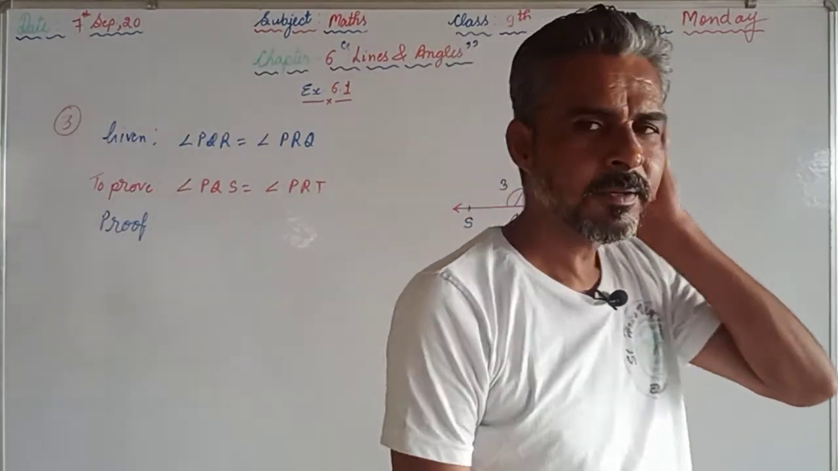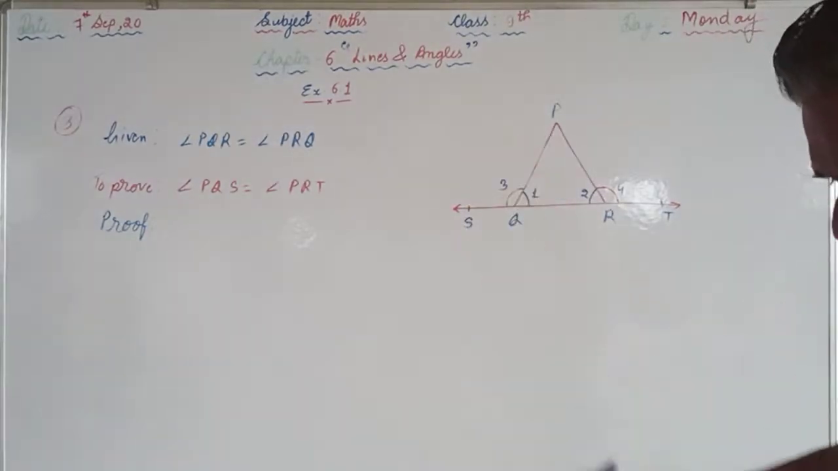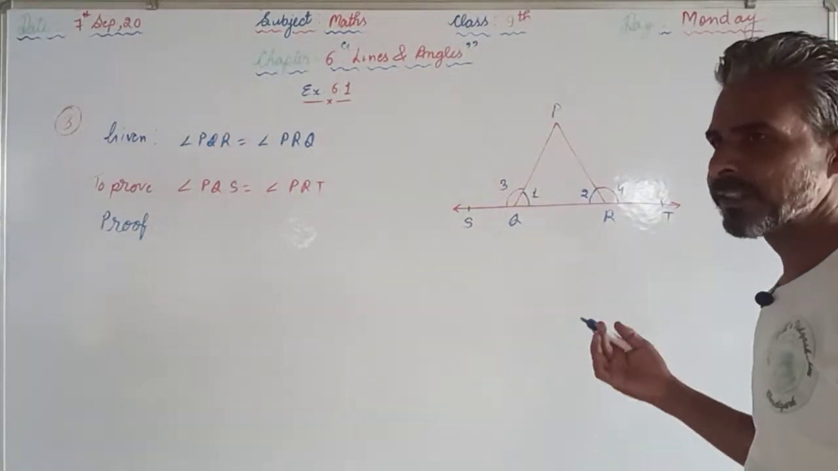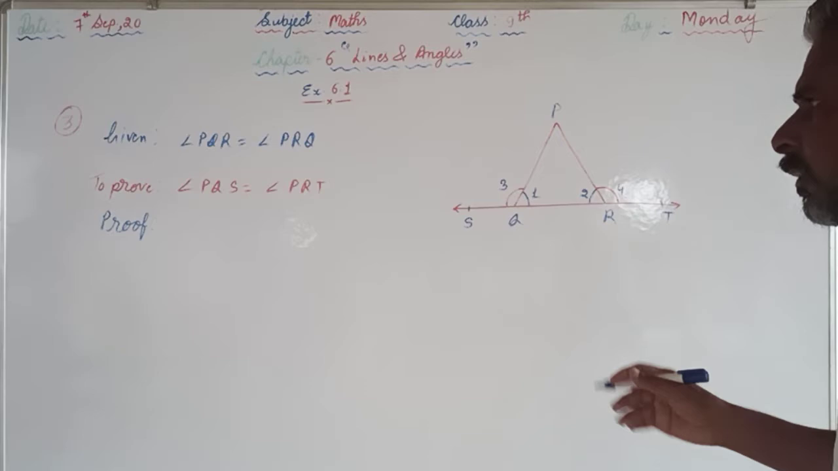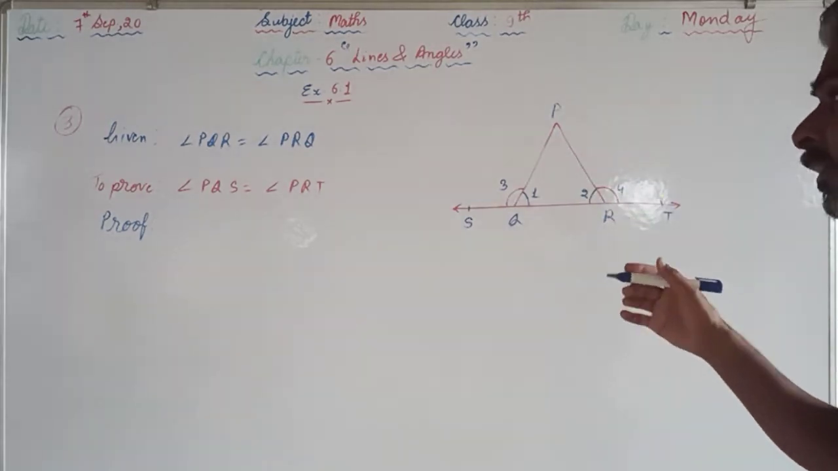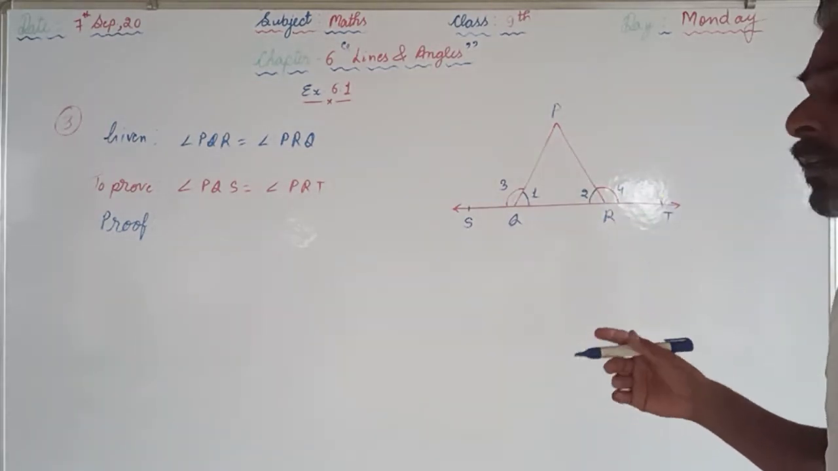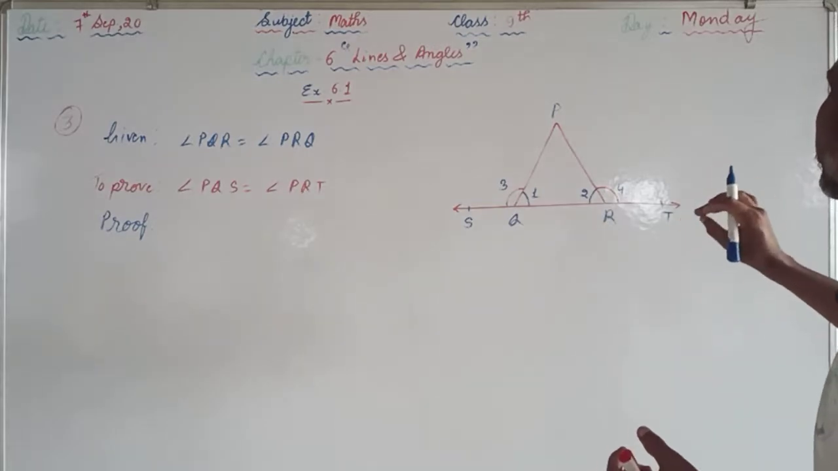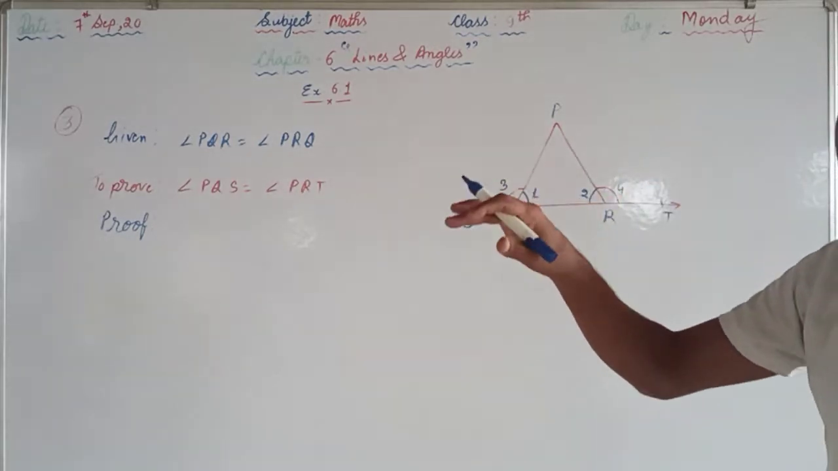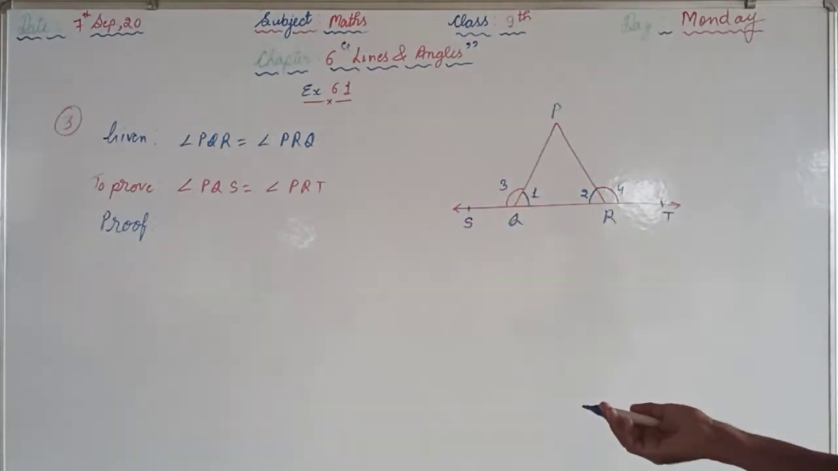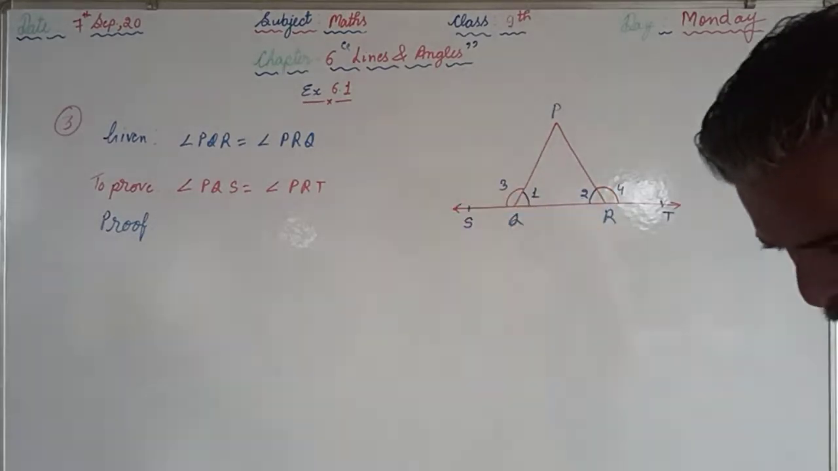We have to draw the figure. First of all, we have to write the given, what is given in the question, then we are supposed to mention what we have to prove. Then the next step is, if any construction is there, we are supposed to write the construction, and if no construction is there, then we are supposed to write the proof.